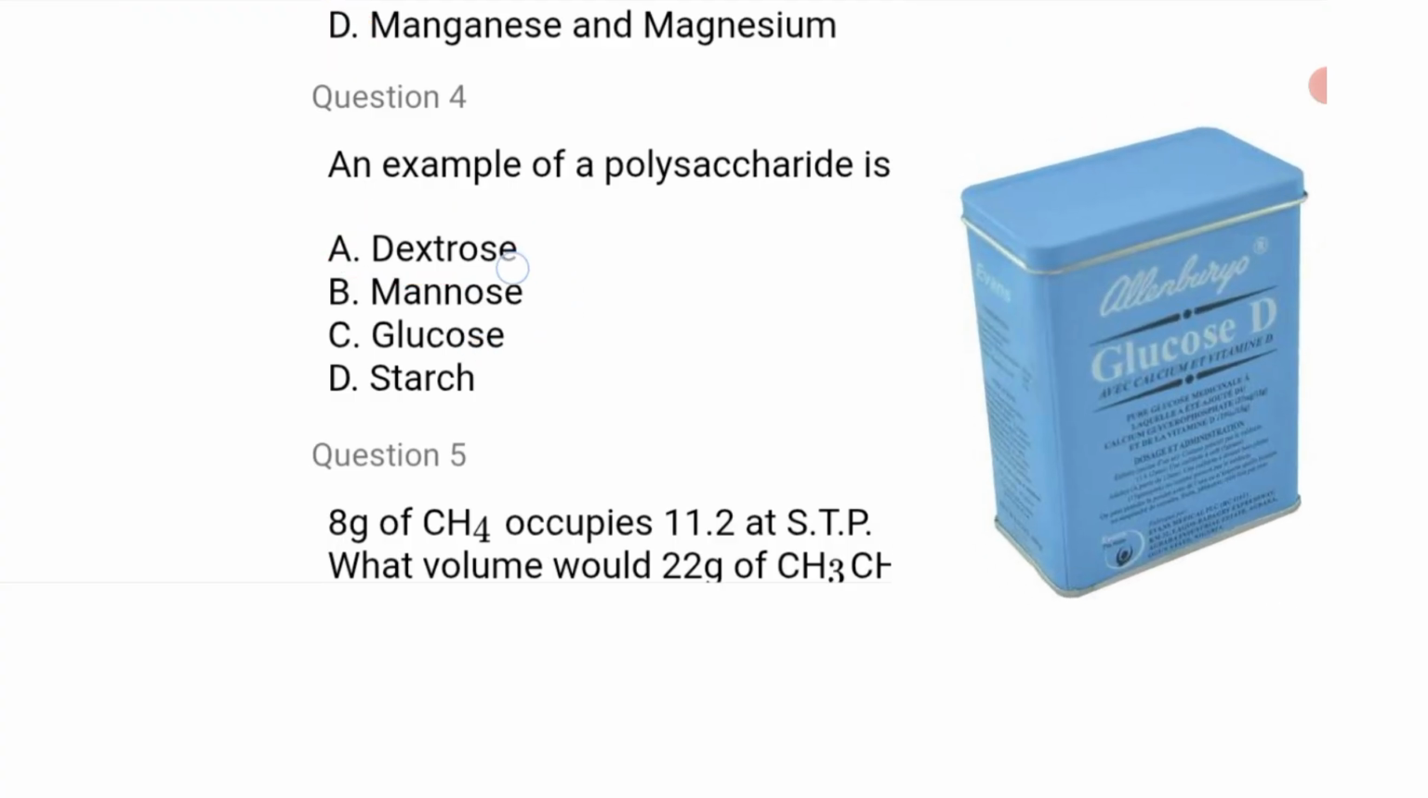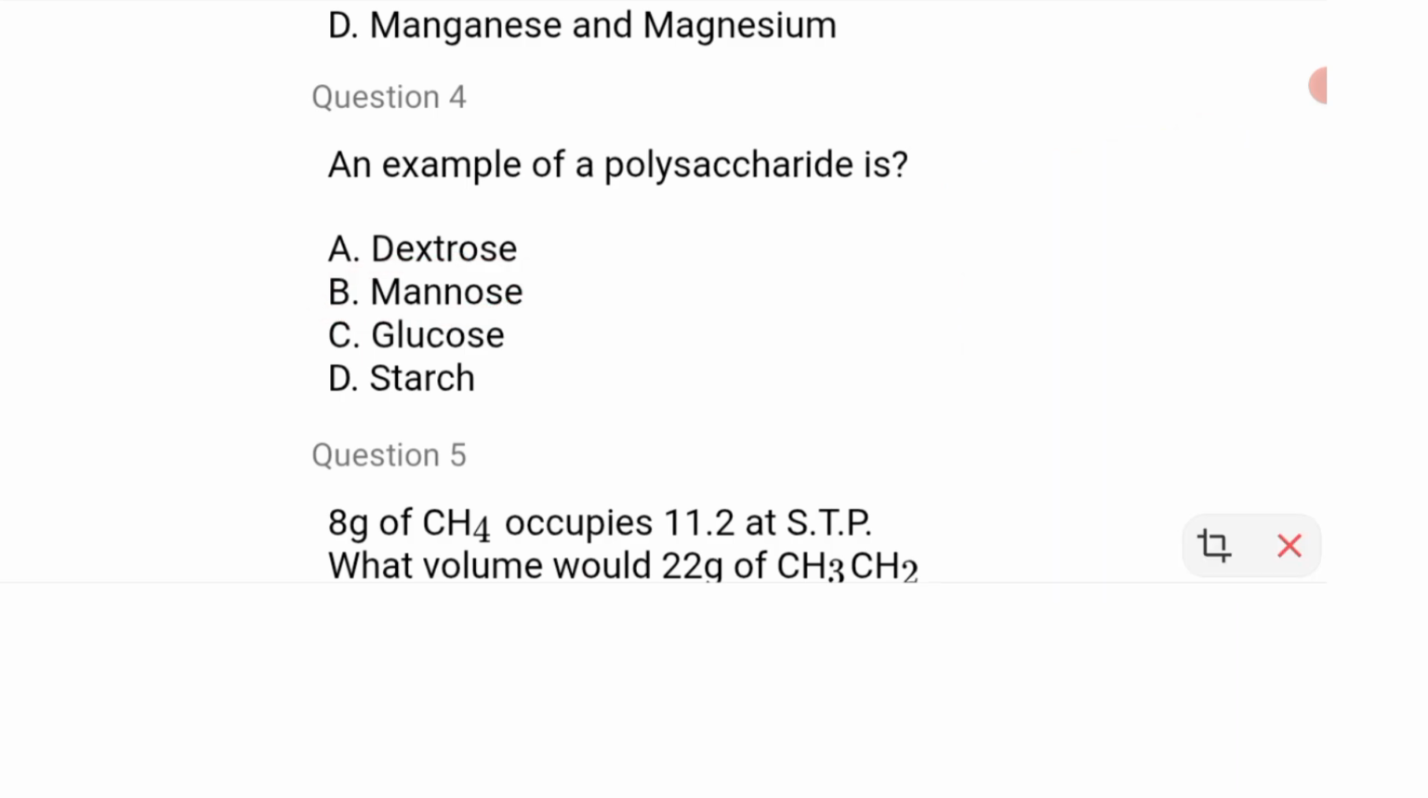The next one is mannose. Mannose also looks like glucose. They are actually structural isomers. So it's also a simple sugar or a monosaccharide. Next one is glucose. Like I said earlier, glucose and dextrose mean the same thing. So the next one is starch.